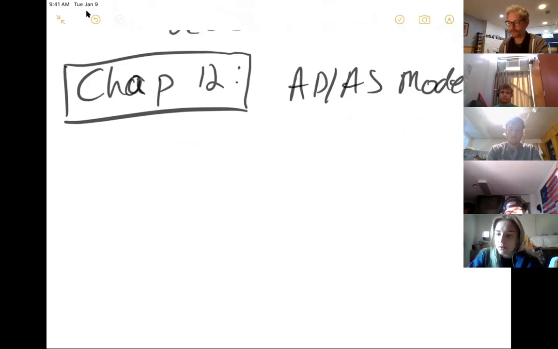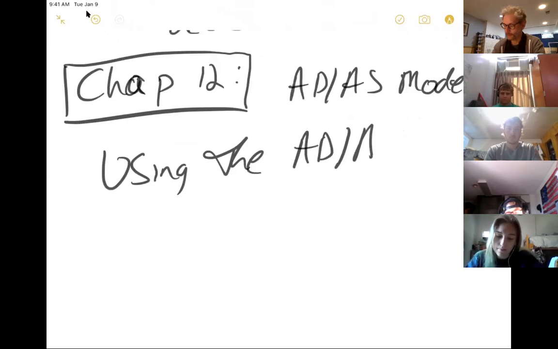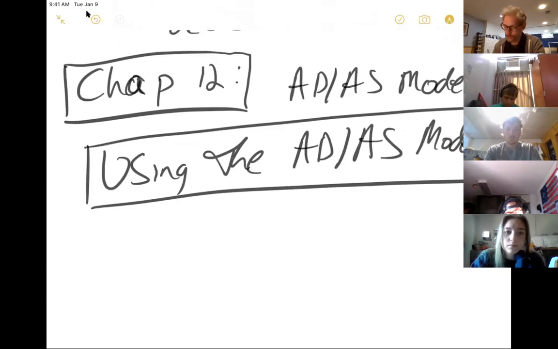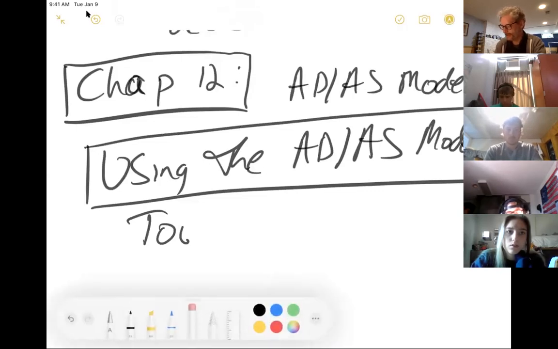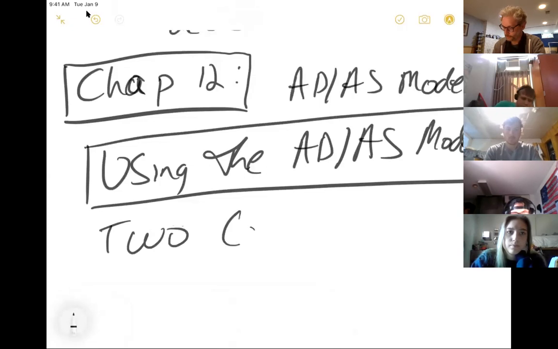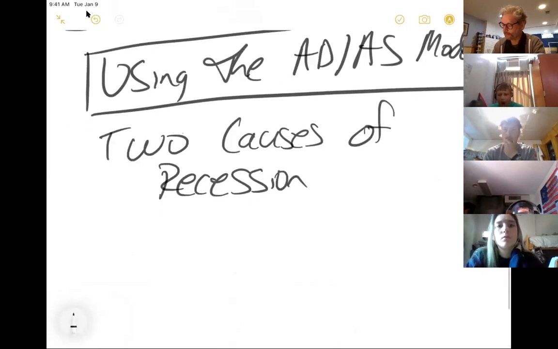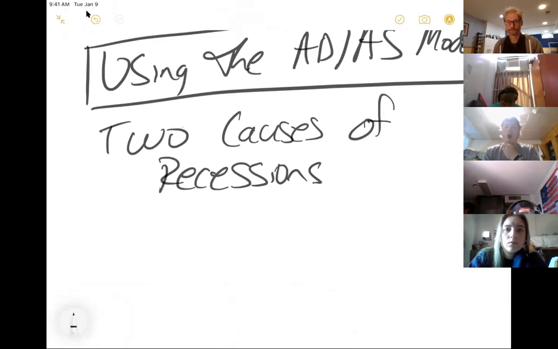So the big thing we want to talk about today is using this aggregate demand, aggregate supply model to explain recessions. And I want to talk about two different causes of recessions. In general, we can think of recessions as really being driven by two causes. Most recessions have two original sins, two original causes to them.